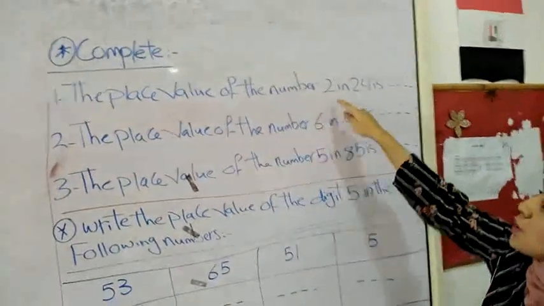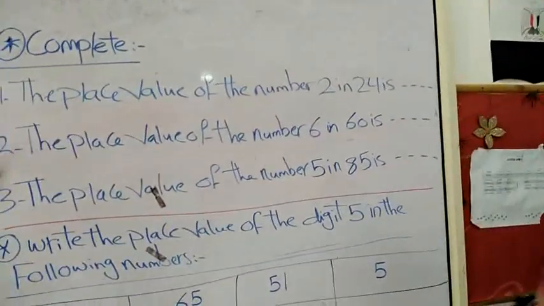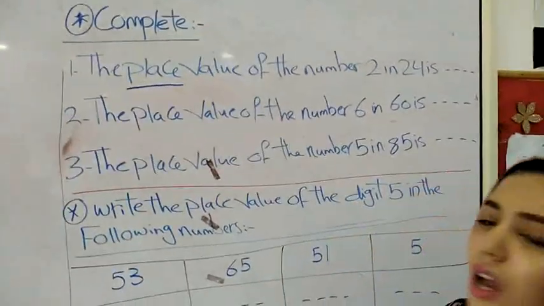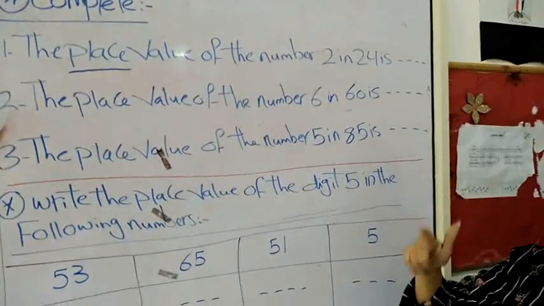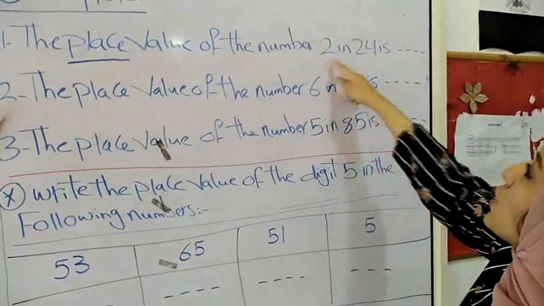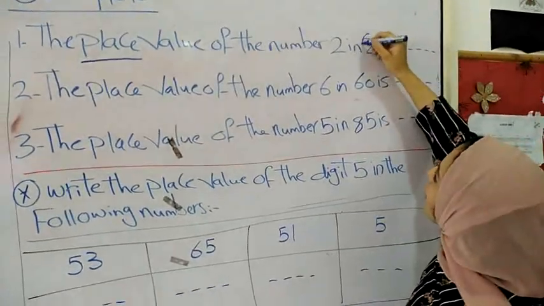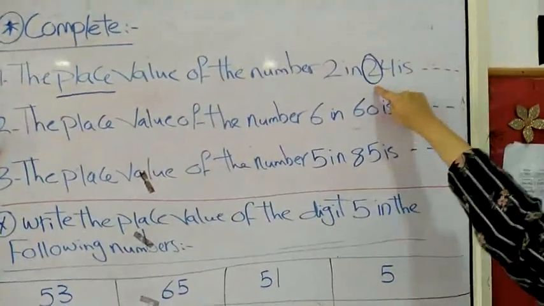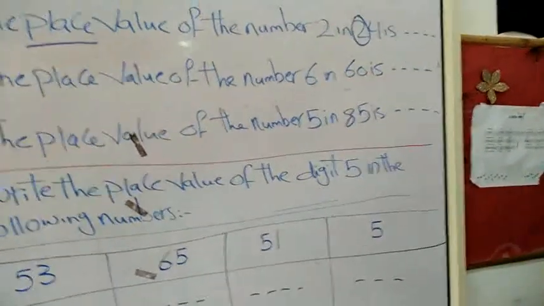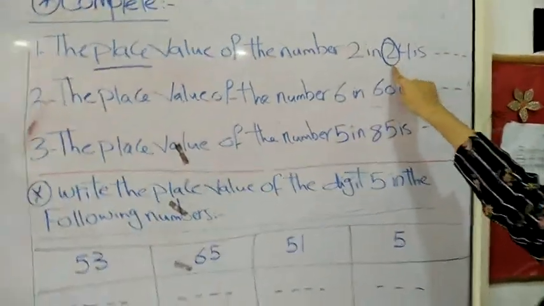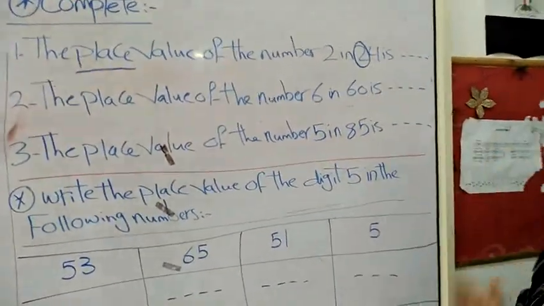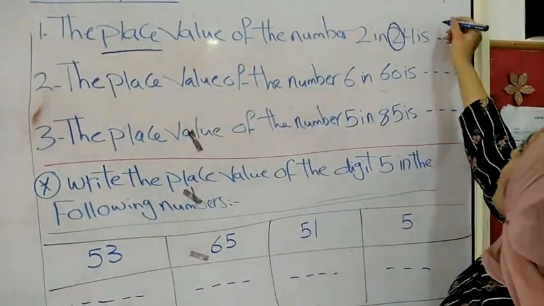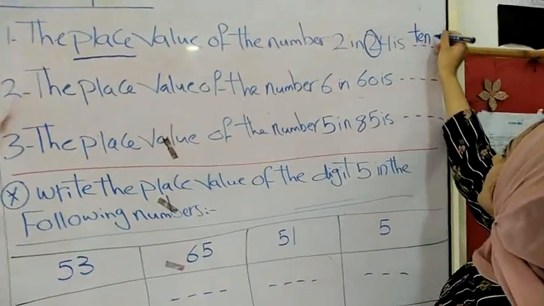The place value of the number 2 in 24 is what? At first, I said here the place, so I will put an underline and I will write ones or tens. And here, number 2. To make sure I will make a circle around 2. I will ask myself, does 2 stay in the first place or second place? Here is the first and here the second, so it's the second. The second is the ones place or tens place? Tens place. I will write here tens.